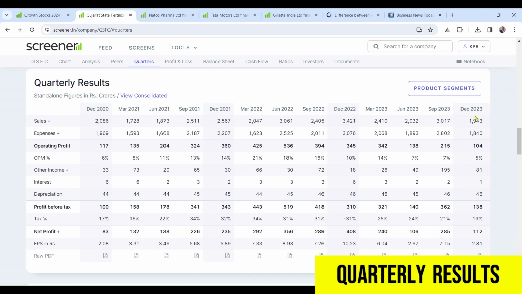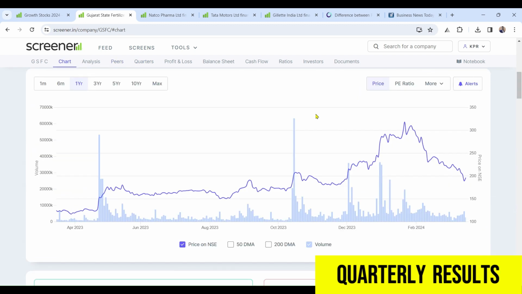So the conclusion is that the quarterly result of December 2023 for this particular company is very poor. Because of that, what happened? Immediately the price started to come down. So you see here, from 318, it has now reached 196. That is the impact of the quarterly result.